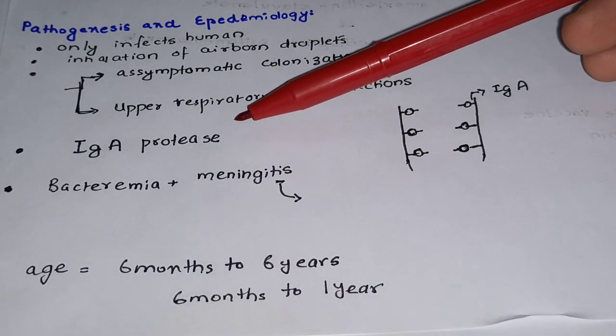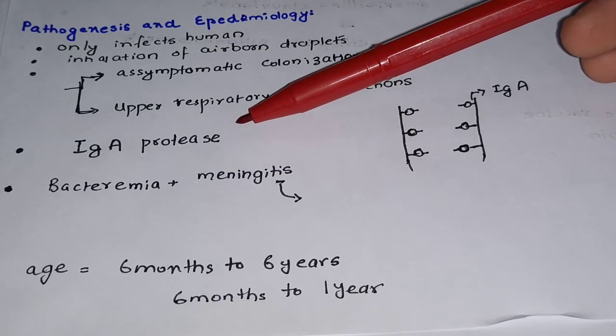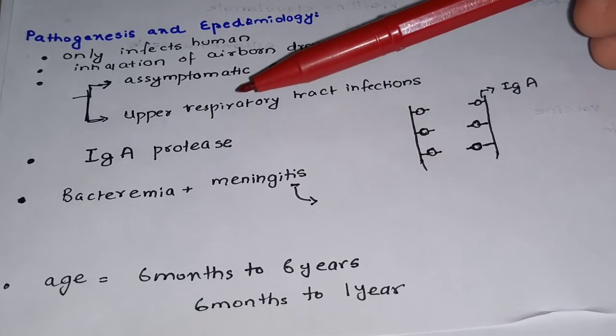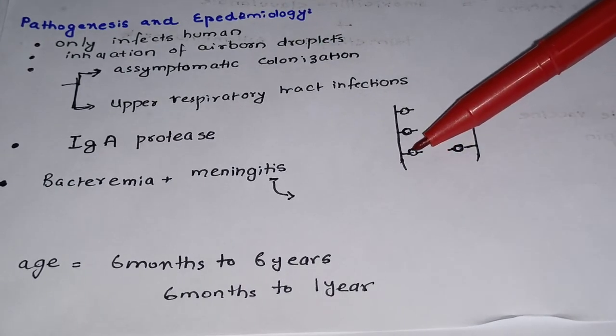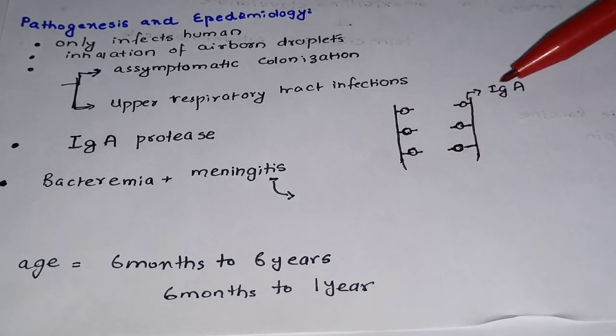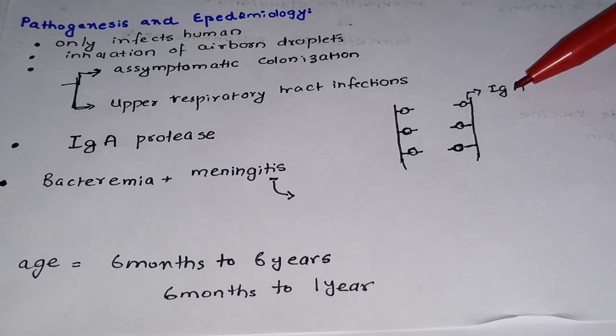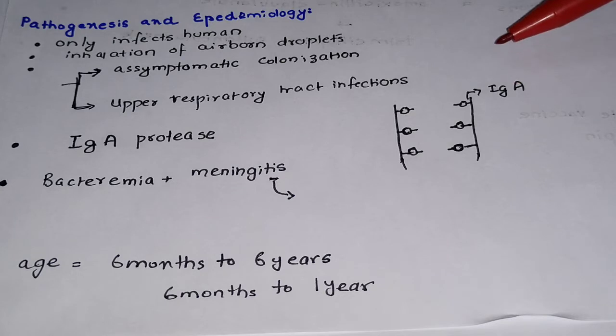Third, they produce an enzyme that is immunoglobulin A protease. Now, what is the function of this enzyme? Any secretory surface in our body is lined by immunoglobulin A. These are basically antibodies from our immune system that protect the secretory surfaces.